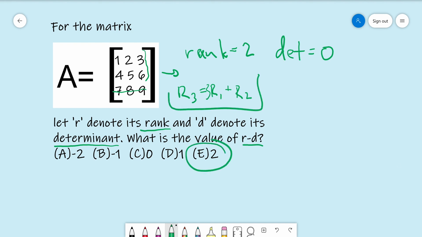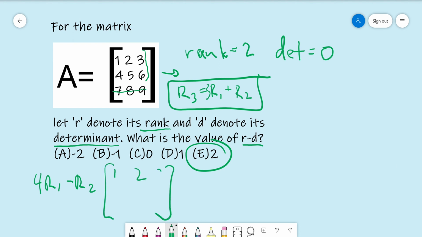Now, if you didn't notice that the third row is a linear combination of the first two, then you could take A and reduce it to echelon form as follows. Take 4 times the first row and subtract the second row. Let's rewrite it here. That'll give us 1, 2, 3, and then 4 minus 4 is 0, 8 minus 5 is 3, and 12 minus 6 is 6.